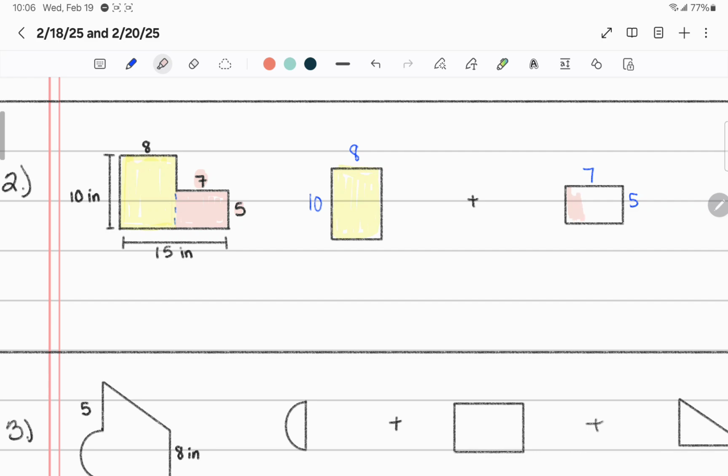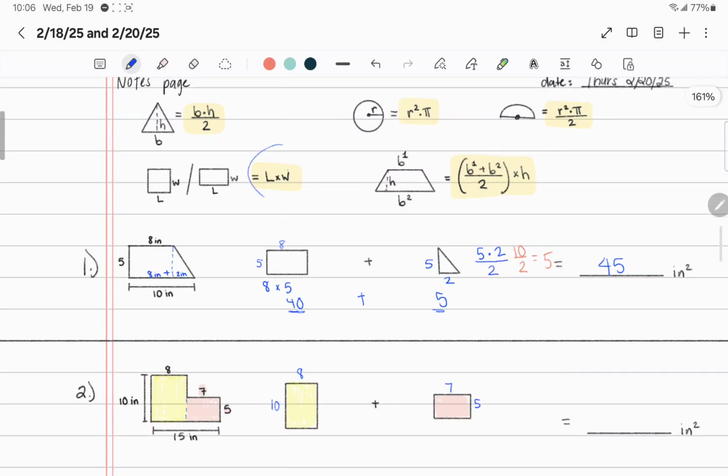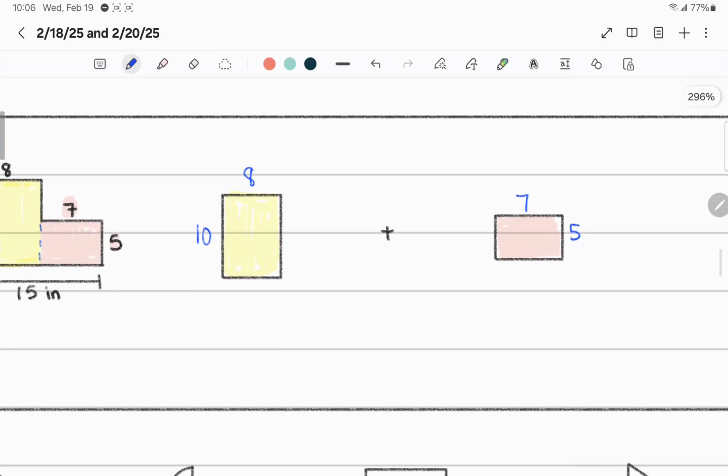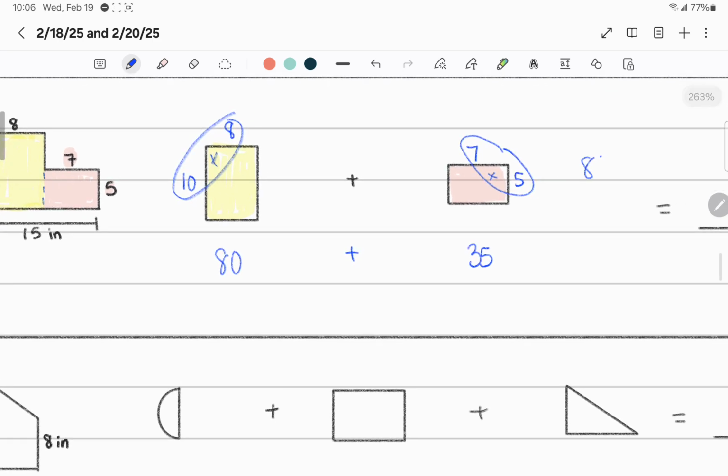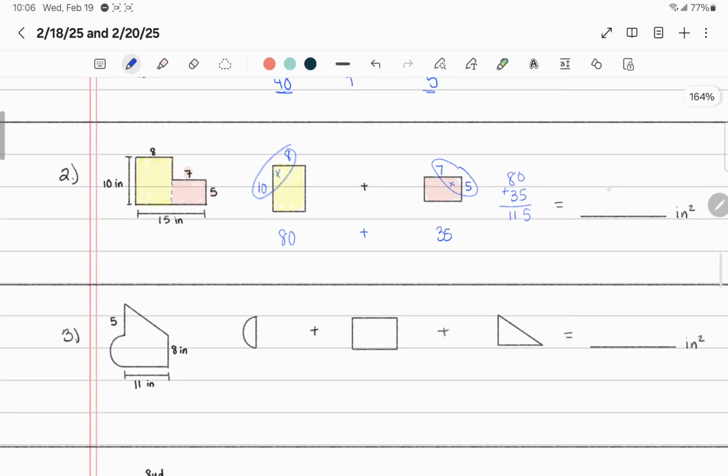And that's this piece. Okay, so again, I'm just splitting my irregular shape into shapes that I'm familiar with. So these are 2 rectangles. That means we're doing length times width for both of them. So we're going to do 8 times 10, that's 80. And then 7 times 5 is 35. And then again, we want to add these 2 numbers. So we would do 80 plus 35, 115. So this would be 115 inches squared.